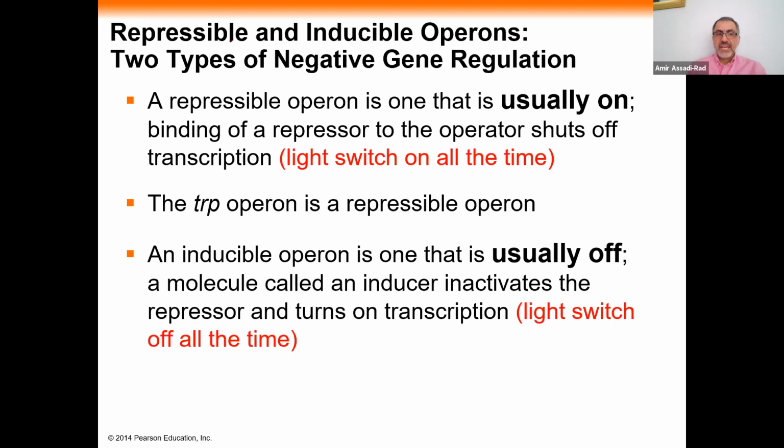The example you saw. The inducible operon is usually off. This light switch is off in the room. A molecule called the inducer inactivates the repressor and turns on transcription. The light switch is off all the time. This is a case where the light switch is off, so the gene is off all the time. But what happens is there is a molecule called an inducer, and it turns the switch on in an inducible operon, and we'll talk about that here.